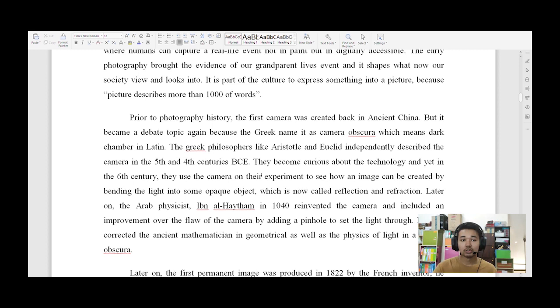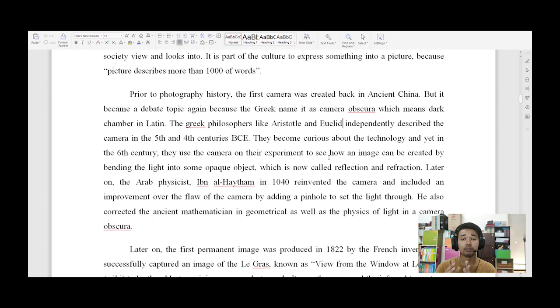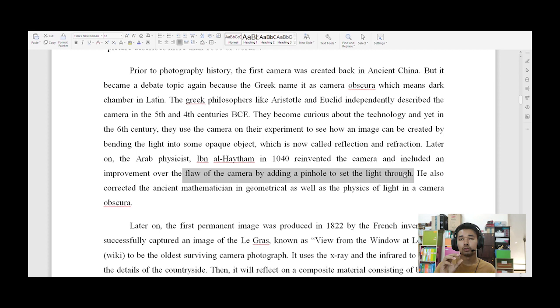Prior to the history of photography, the first tool to capture a photo, the camera, was created in ancient China, but it became a hot debate topic in ancient Greece in the 4th and 5th century before Christ. The Greeks named it the camera obscura, by the Greek philosopher Aristotle and Euclid, who described the physics and geometry of the object behind the camera. But then when technology evolved, the Arab physicist Ibn al-Haytham reinvented the camera in 1040, to improve the flaw of the camera by including a pinhole to give better light throughout the camera.